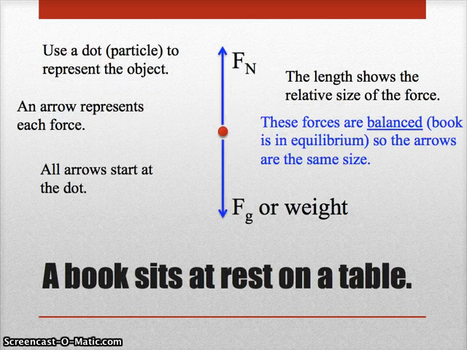So we'll use a dot to represent the particle. No matter what type of object it is, that's the easiest way to do things. Arrows represent each of the forces, and so they should point away from the dot. Whether they're a push or a pull, we always point them away from the dot. And then we label them with the type of force so that, again, we sort of know what type of information to put into an equation.